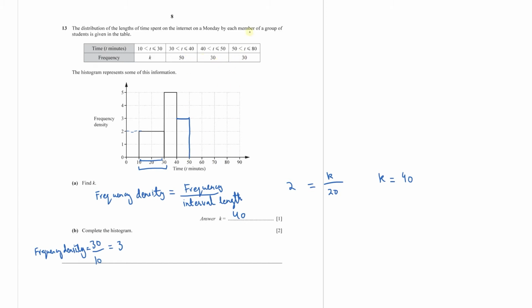And the next one, let me write this again, frequency density would be your frequency 30 divided by the interval length, which is 80 minus 50, which is 30 as well. So your frequency density is 1 between 50 and 80. So 1 between 50 and 80. So this is your complete histogram now.